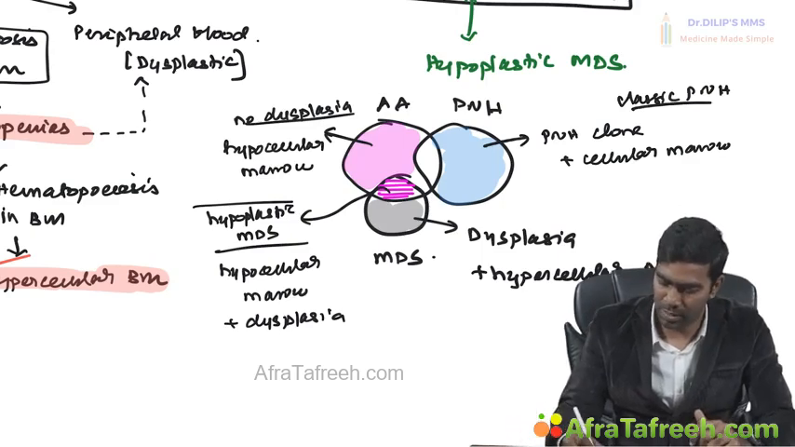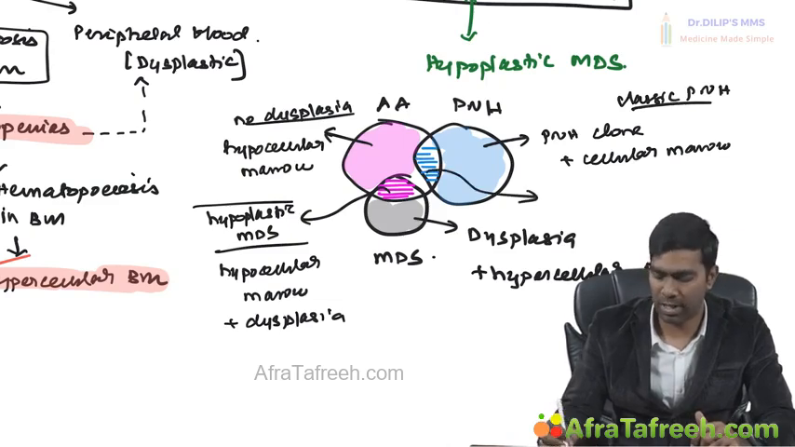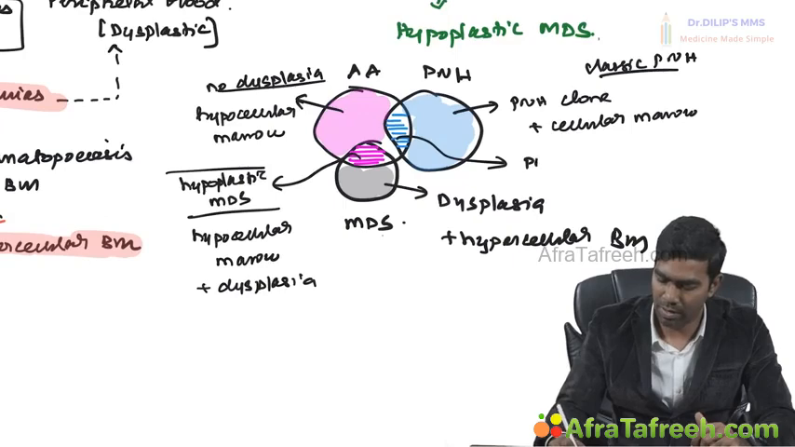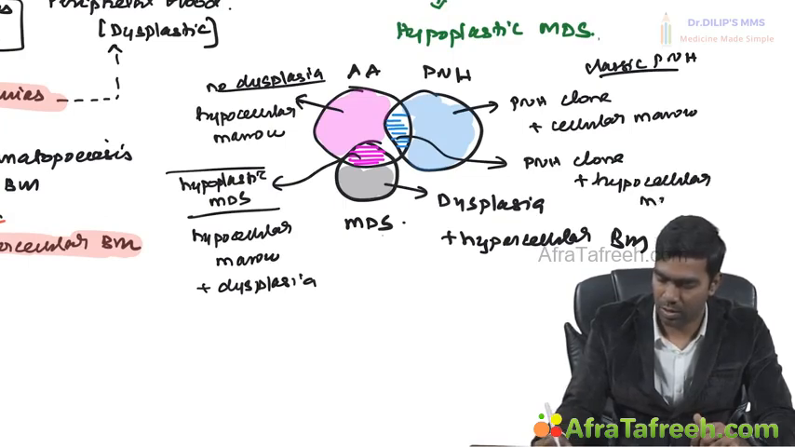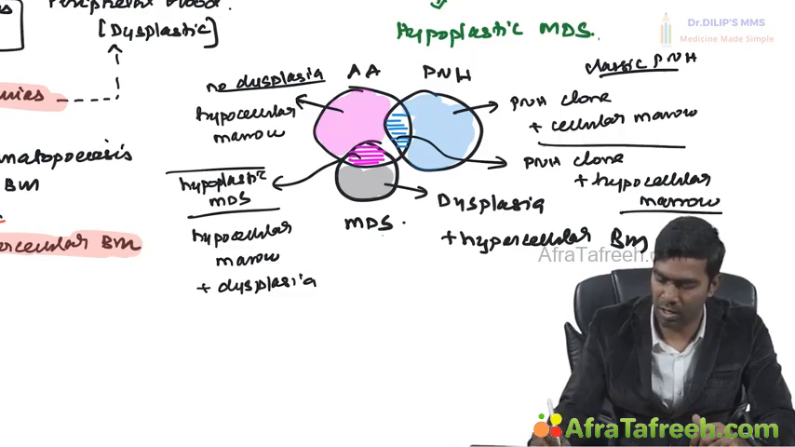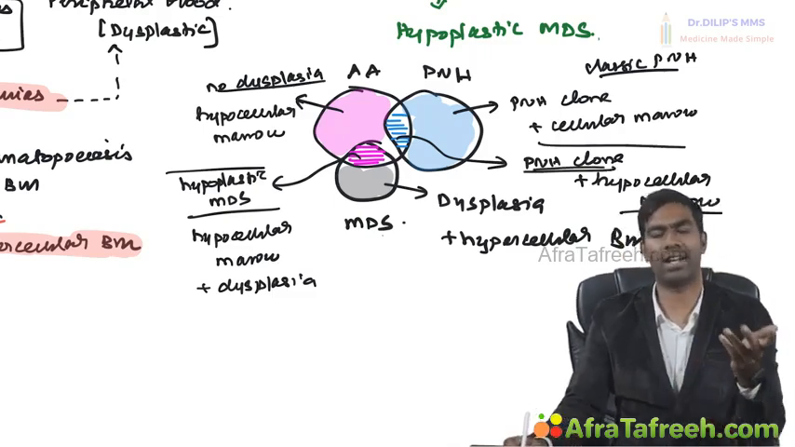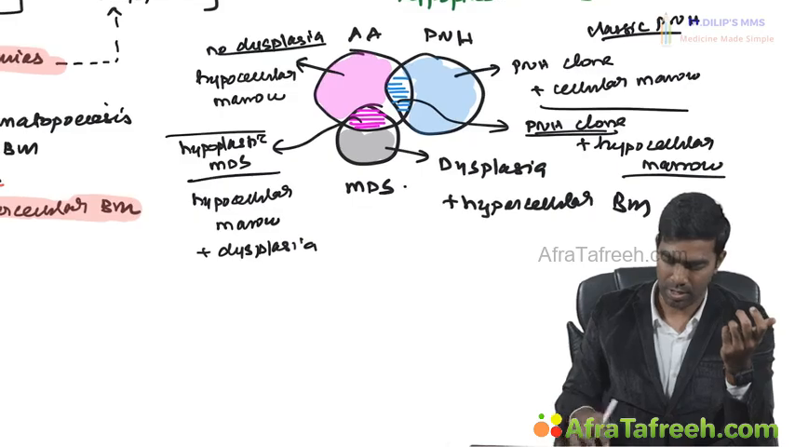But this subset of patients, if you ask me, which are having overlap with aplastic anemia, they are going to have a PNH clone plus hypocellular marrow. Hypocellular marrow, depending on how much PNH clone is there, you can categorize into whether it's an aplastic anemia PNH overlap, or you are going to have your aplastic anemia having a PNH clone in them. So you can differentiate depending on that.